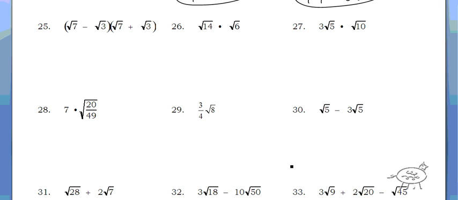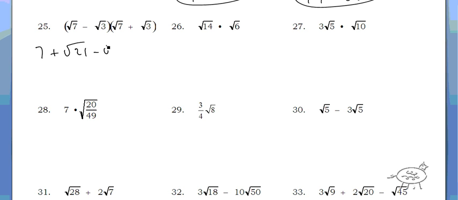Okay, this one's FOIL. Notice it's really a difference of two squares, guys. So what's going to happen is the outside and inside terms are going to cancel, right? So root 7 times root 7 is 7. Root 7 times root 3 is plus root 21.